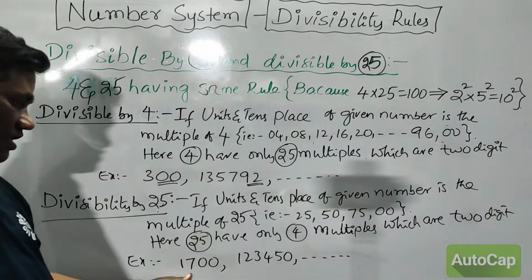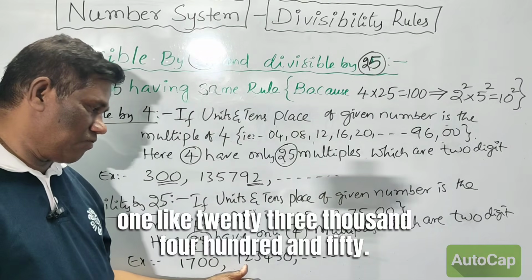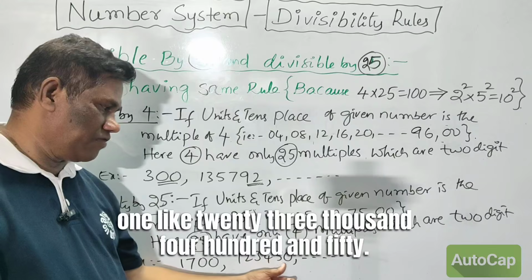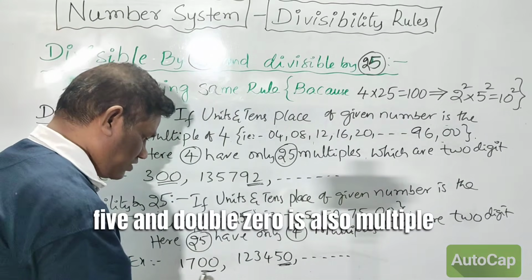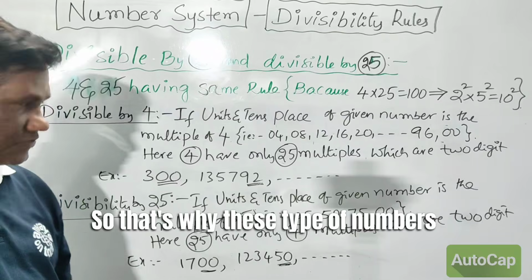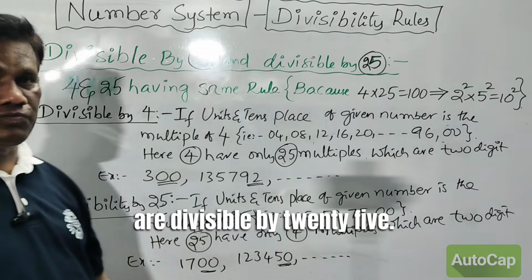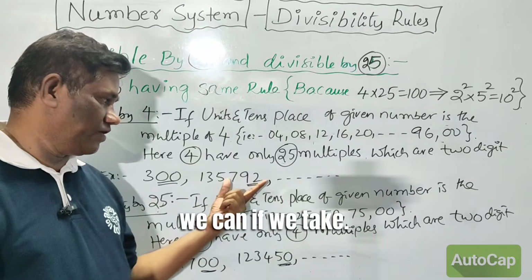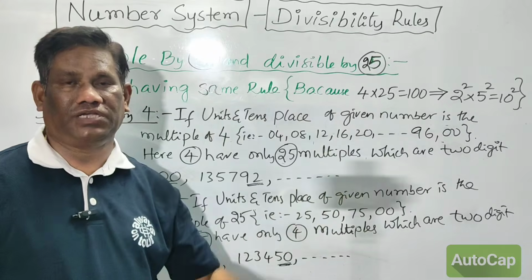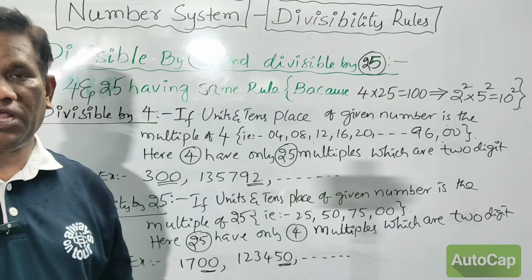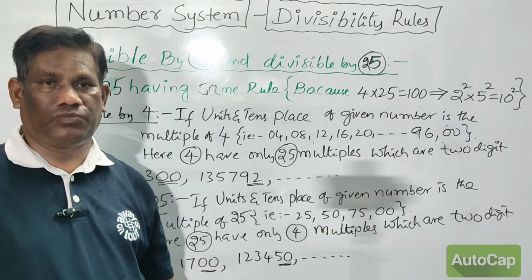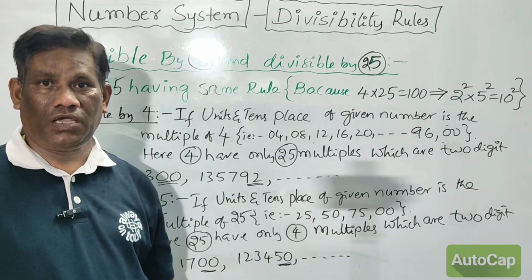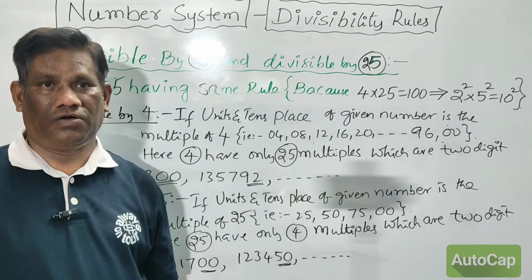Here, examples: 1700 and 1,23,450. Here we have 50. 50 is a multiple of 25 and 00 is also a multiple of 25. So that's why these types of numbers are divisible by 25. That is, even if we take a 10 digit number, we can say easily without using the actual division method whether those numbers are divisible by 2, 5, 4 and 25.